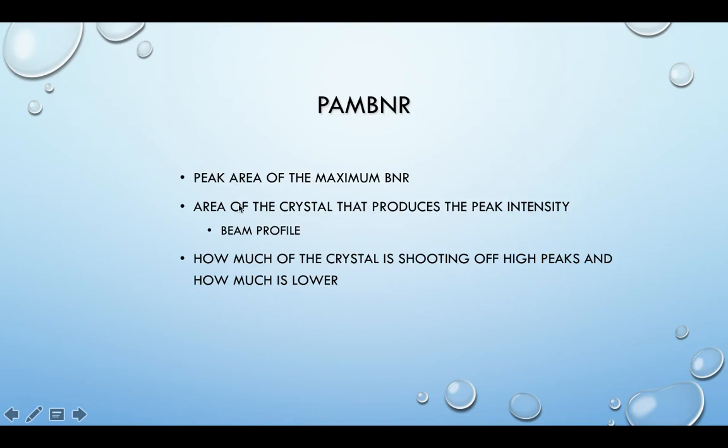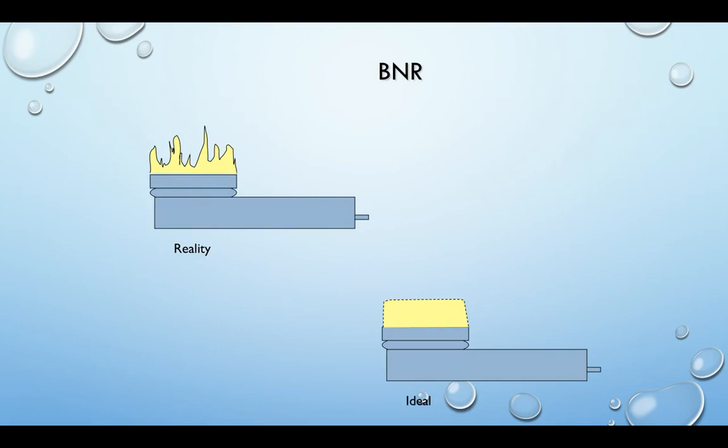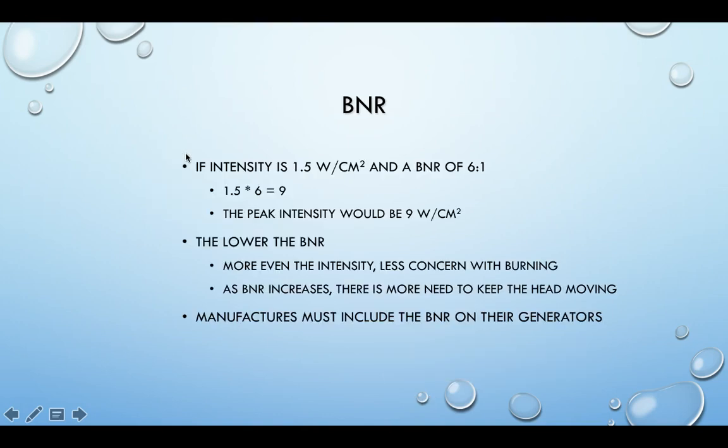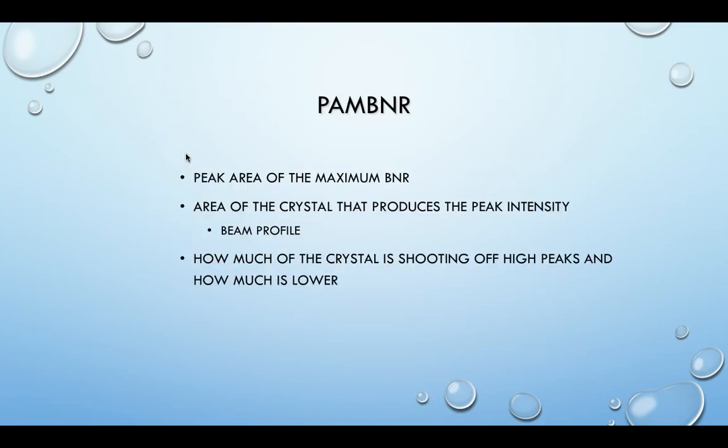What the PAM BNR tells us is it actually maps out those peaks and valleys and shows us how much of the beam is producing those really high risky peaks. So the area of the crystal that produces those peak intensities. And we call it the beam profile. It's that map. It's essentially this picture. Okay. And so what the PAM BNR tells us then is, do we have a tiny peak here, or do we have a peak like this that's really large, but maybe not as high, right? So the peak intensity, the PAM BNR tells us a little bit more of how much that crystal is shooting off those high peaks and how much is shooting off lower.